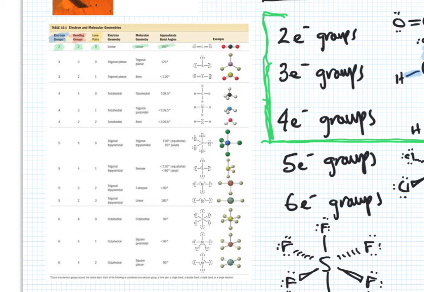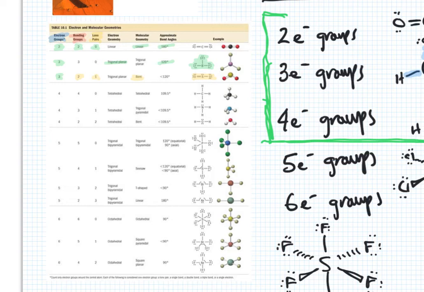If we have 3 electron groups, we've got 2 different possibilities. One, like we looked at before, something like BF3. It's going to be trigonal planar, 120 degrees. If we have 2 bonded groups and 1 lone pair, something like SO2 we just looked at, we're going to call that a bent geometry.